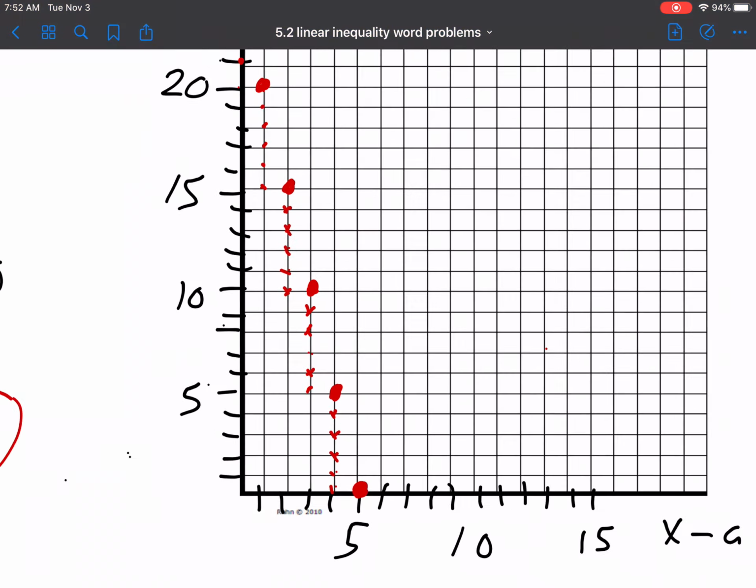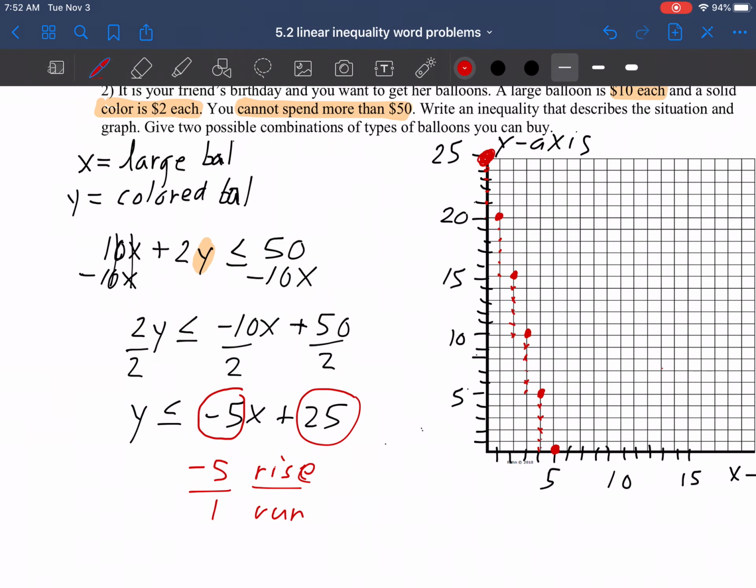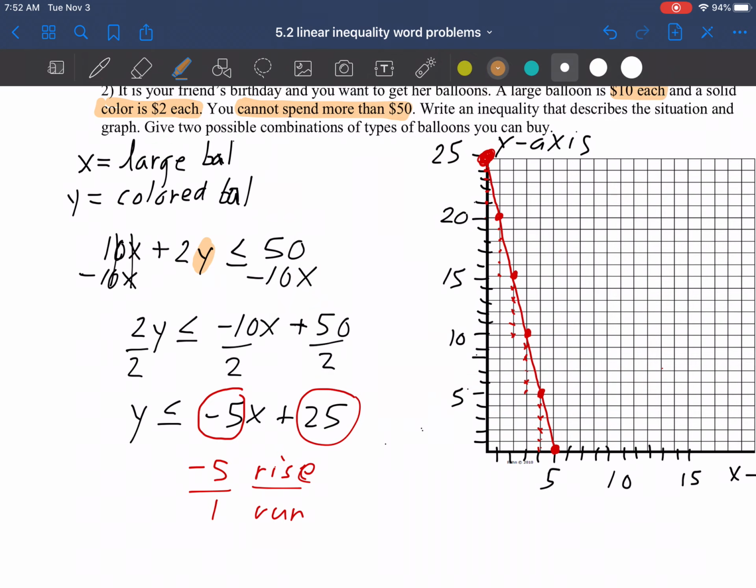I do need to check if this is solid or dotted, so I'll look at this sign right here. Notice it says y is less than. So because y is less than, after I draw this line in here, and it's hard to draw on the iPad, so this may not be the best straight line you've ever seen, you're going to take this line right here, and you're going to have to shade underneath the line because it's less than, right? So grab some sort of shading utensil, and you're just going to shade under the line here.